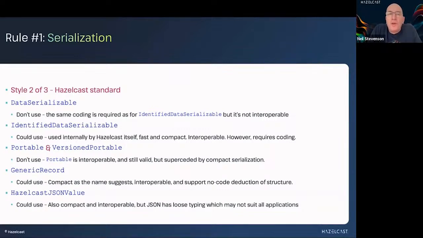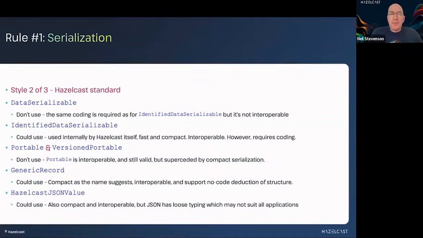One of the original ones was a thing called DataSerializable, which is like a Hazelcast-tweaked version of Java's Externalizable, what I mentioned on the previous slide. Don't use it. IdentifiedDataSerializable is actually a better thing, and that's the one we use ourselves for all the kind of metadata in Hazelcast. So it's a good choice. You've got to write coding. So that's the technical debt, but what it produces is quite compact.